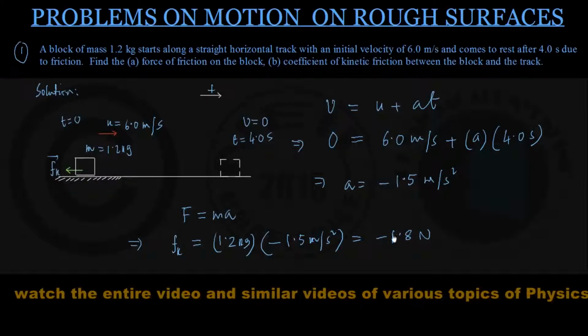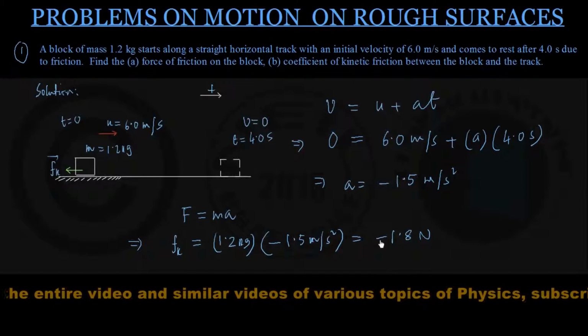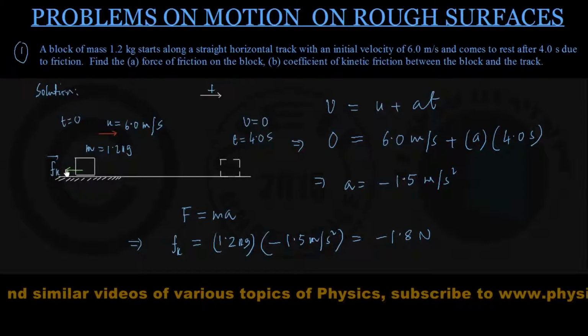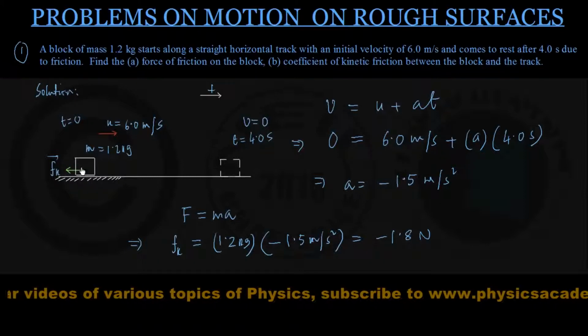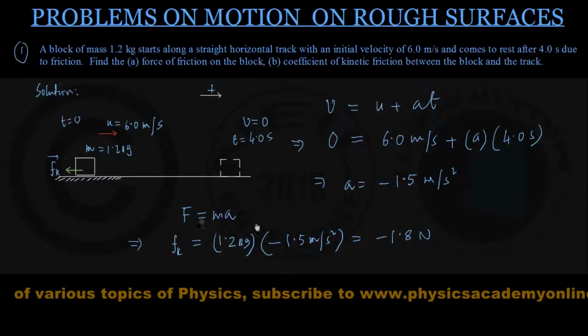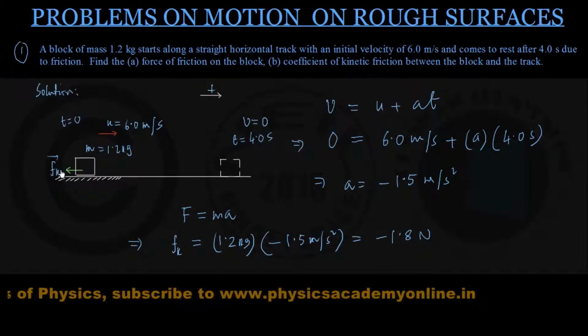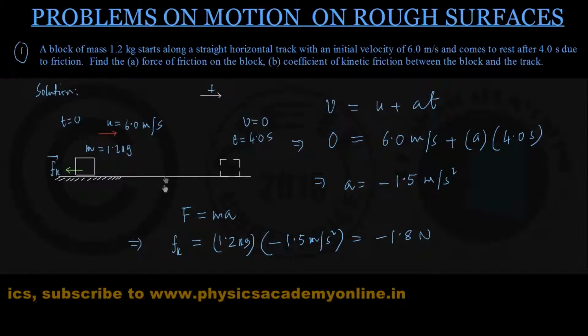Its magnitude is 1.8 Newton and the minus sign signifies, as expected, that the frictional force acts to the left in my figure, which resists its motion to the right. That's why this minus sign, meaning the direction of the frictional force to the left. The first part of the problem is over. Let's go to the second part of the question.